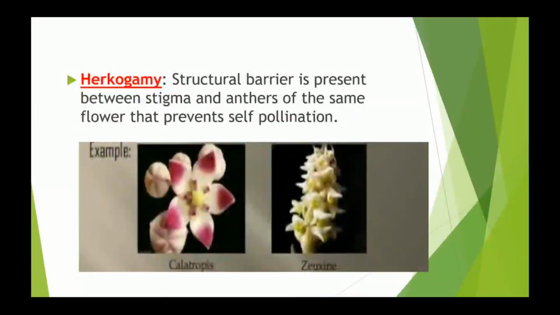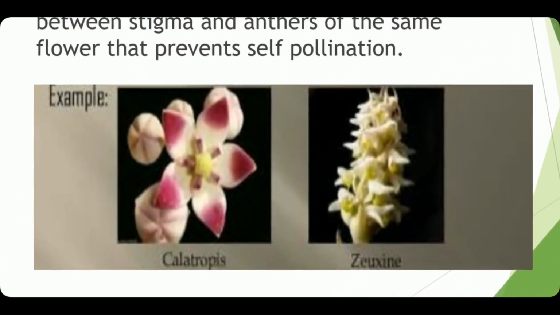Then the last one is hercogamy. Hercogamy means that a structural barrier is present between stigma and anthers. Structural barriers mean some obstacle is there which does not allow the pollen grains to deposit over the stigma. Pansy is a good example. Pansy is a flower which develops a woody structure over the stigma, so that the anthers do not fall on the stigma. Similarly, here examples of calotropis and zeuxin are given.